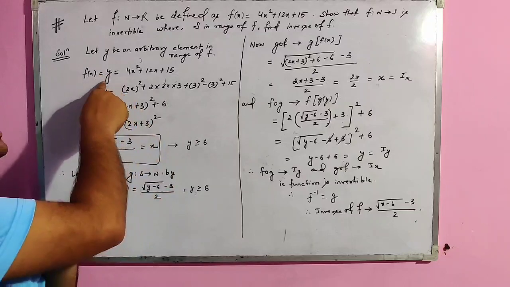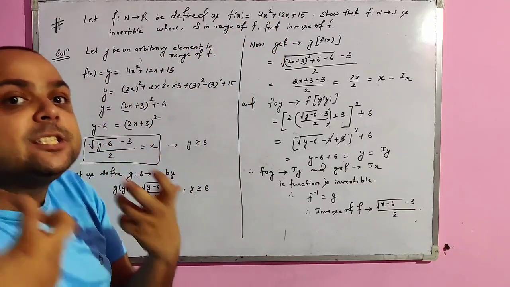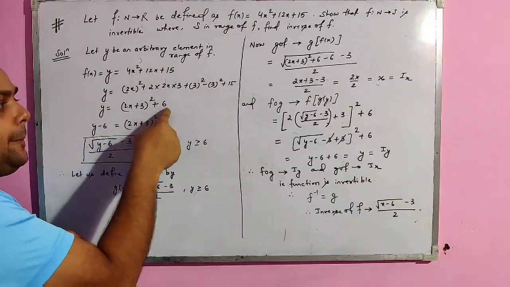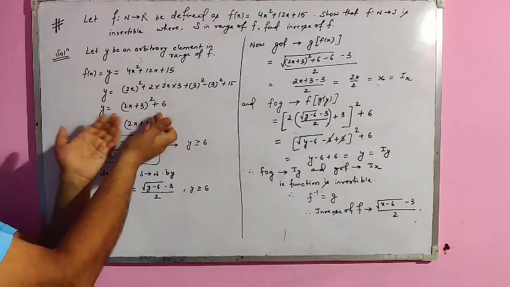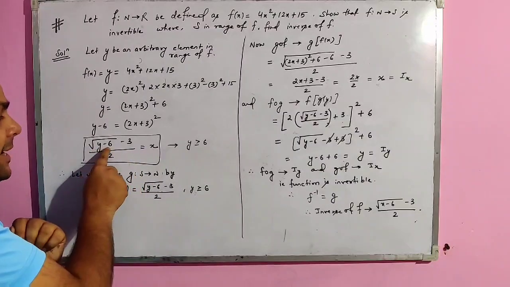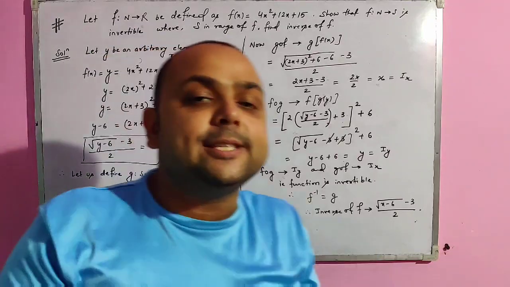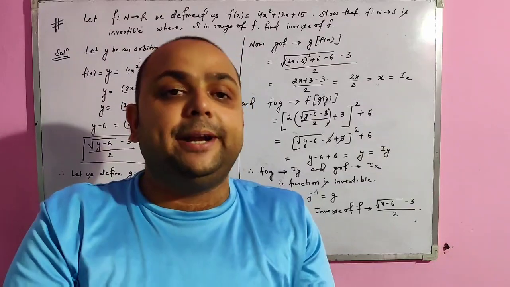In that case y is equal to this particular function. Using the method of completing the square we have calculated y equal to (2x plus 3) whole square plus 6. Now taking 6 to the left side and then taking the root, we get x is equal to (square root of (y minus 6) minus 3) by 2. For this calculation we need the concept of completing the square.